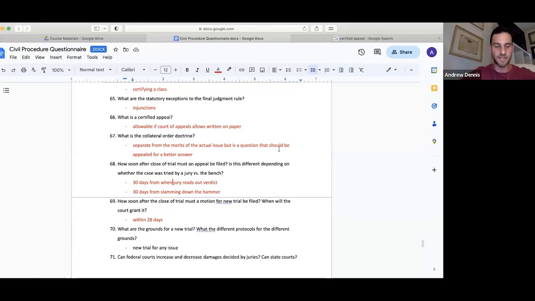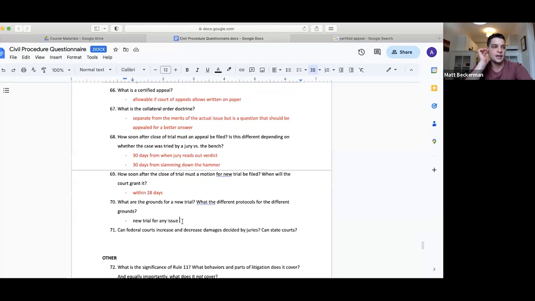Okay. Grant a new trial for any reason that a new trial has been granted before, which is really up to them. They'd have to give it to you in fact. What are some reasons for a new trial, can anyone think of?